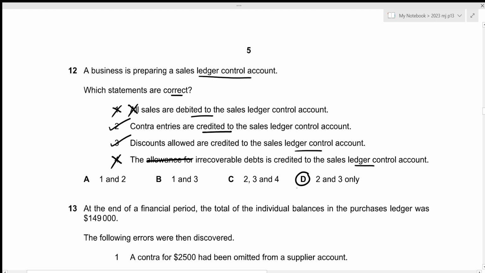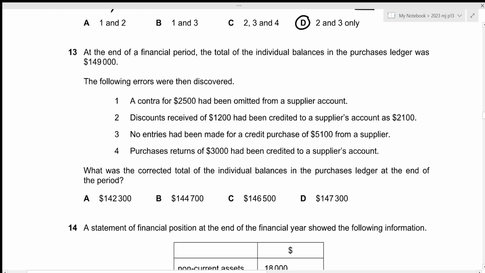Let's move towards the 13th question. At the end of a financial period, the total of the individual balances in the purchase ledger was 149,000. The following errors were then discovered. We need to figure out what was the corrected total of the individual balances in the purchase ledger at the end of the period. So we can just prepare our purchase ledger control account and figure out the correct balance.